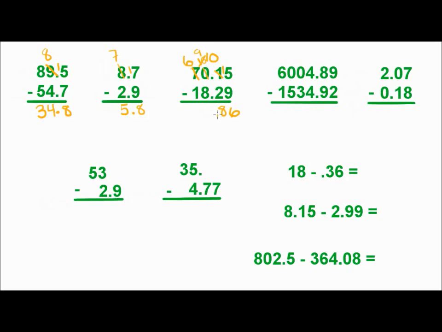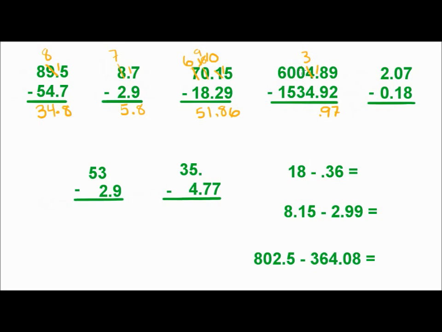Bring down the decimal point. 9 minus 8 is 1. And 6 minus 1 is 5. Over here we have 9 minus 2 is 7. 8 minus 9, we have to borrow from the 4. Make that a 3. Make that 18. 18 minus 9 is 9. Bring down the decimal point.